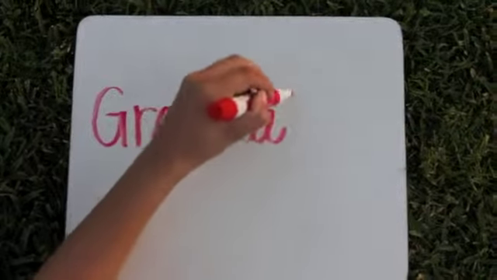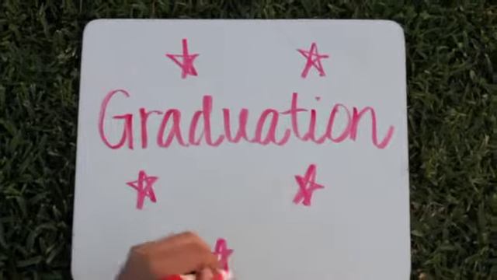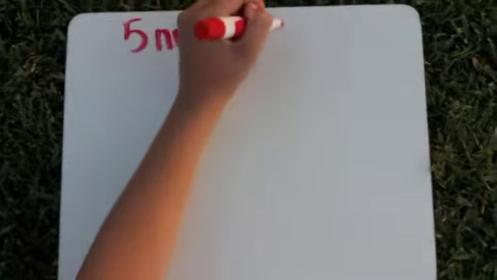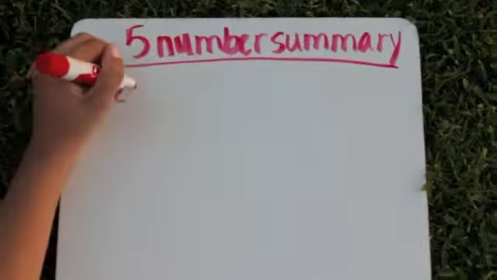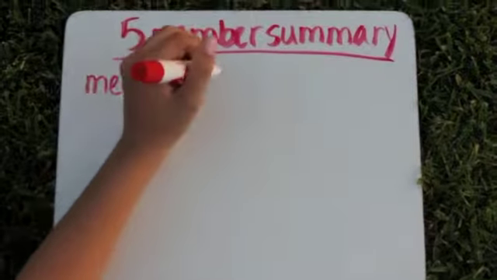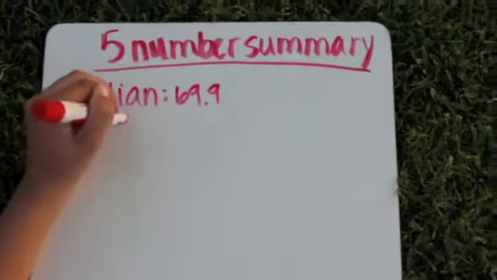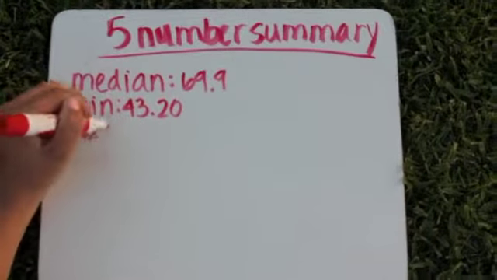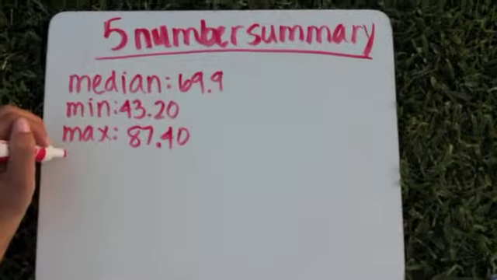We're going to look at the percentage of college freshmen who graduate in 4 years. Here is the 5-number summary for this set of data. The median percentage of students who graduate in 4 years is 69.9%. The minimum is 43.2%. The maximum is 87.4%.